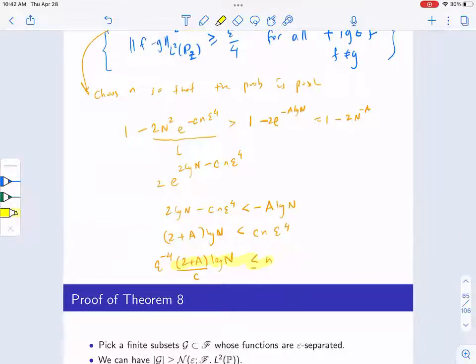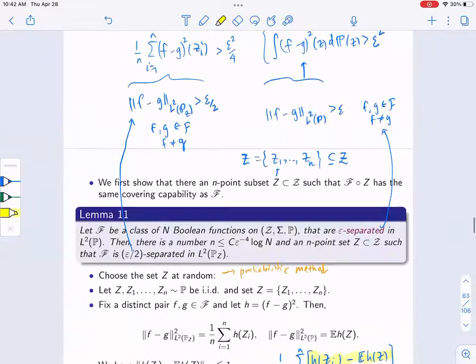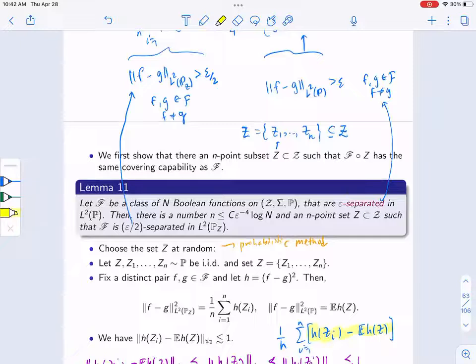Yeah, so this is saying that you need at least this much. Okay, so I can take the largest that this is. So this is saying that there exists n, right? So you can find a set which is at most this size, right?